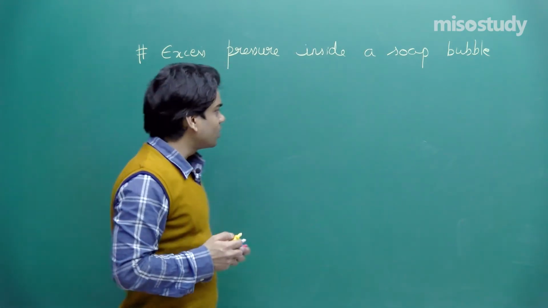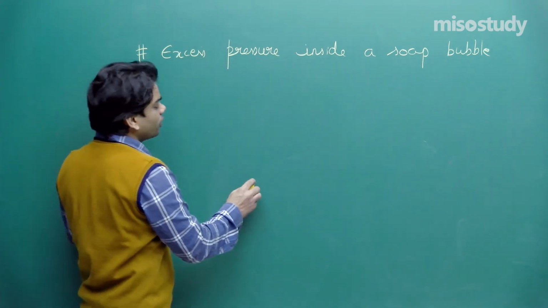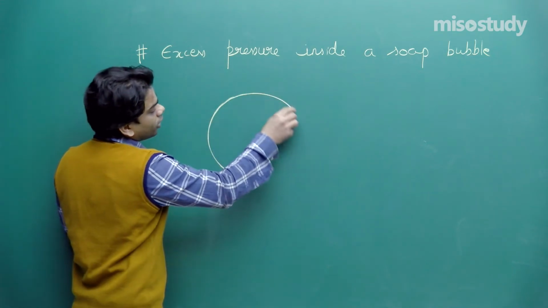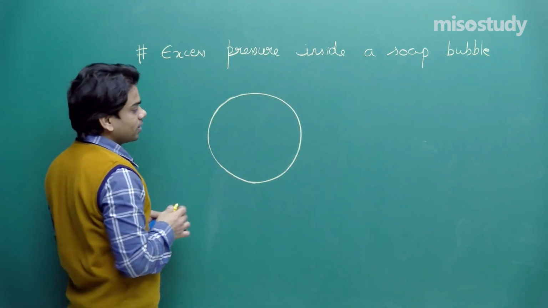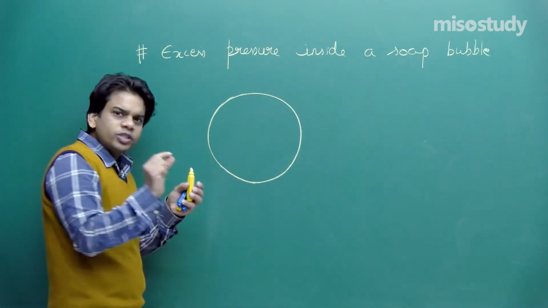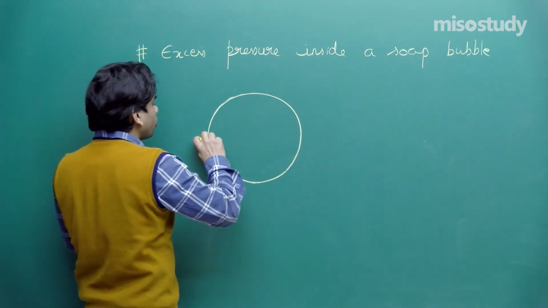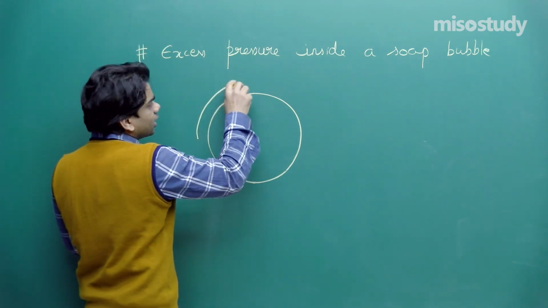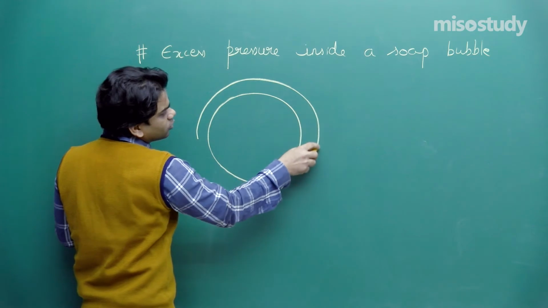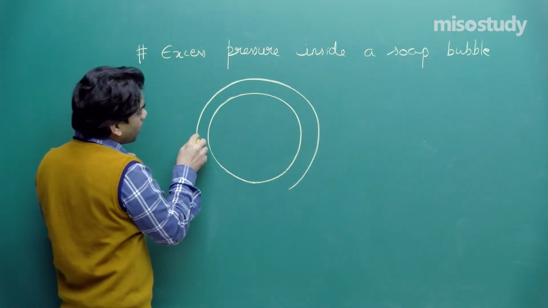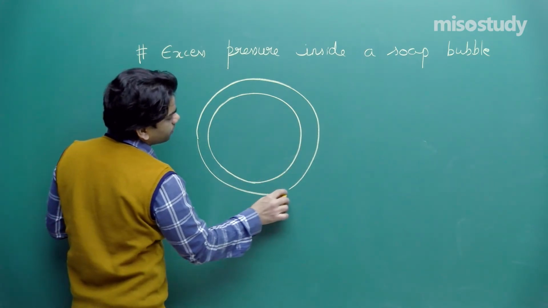If you try to observe closely the soap bubbles, how will it look like? You see, it has got two surfaces. The soap solution will be a thin film, so I'm going to draw a thin film of soap solution. You see why I'm drawing two layers? Just to show you that a soap bubble will be having a soap film.